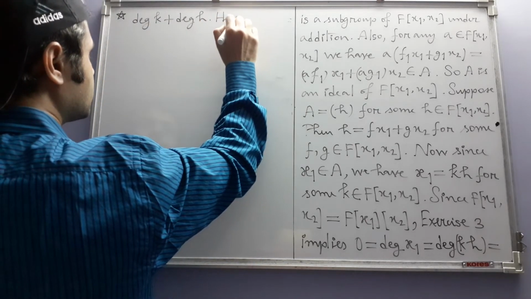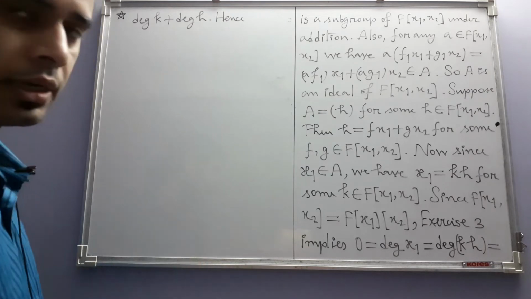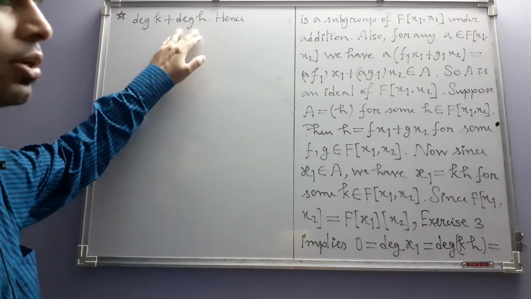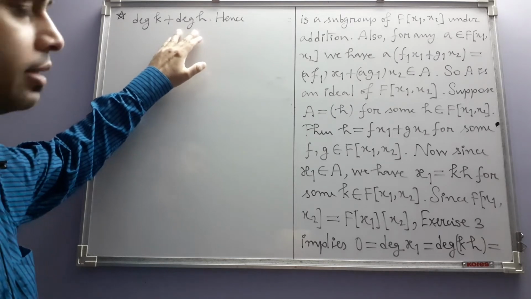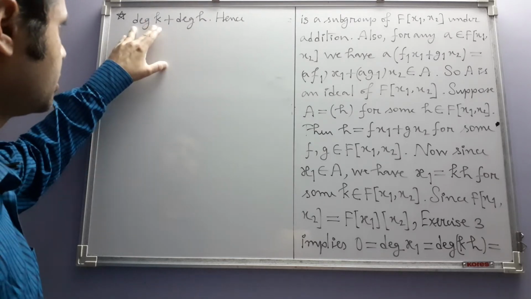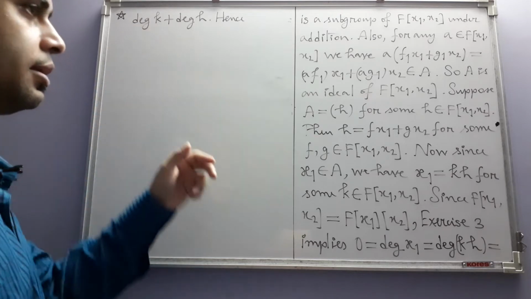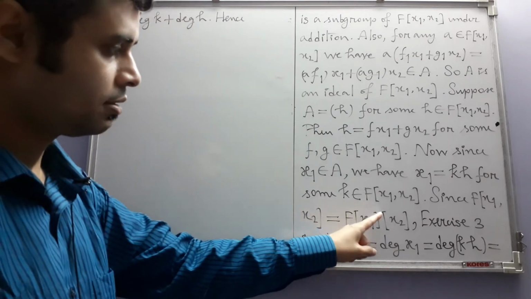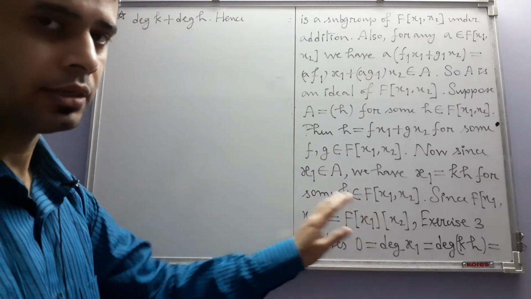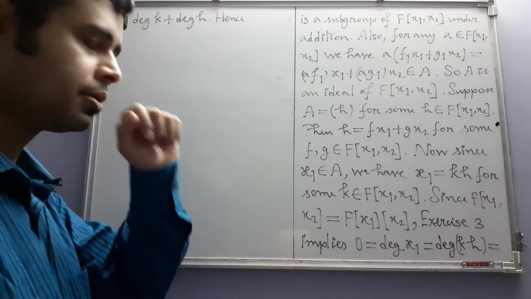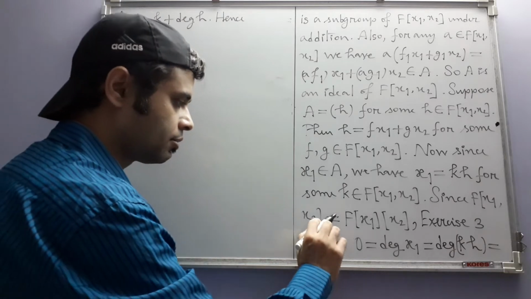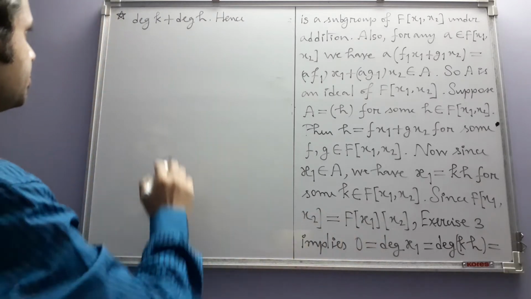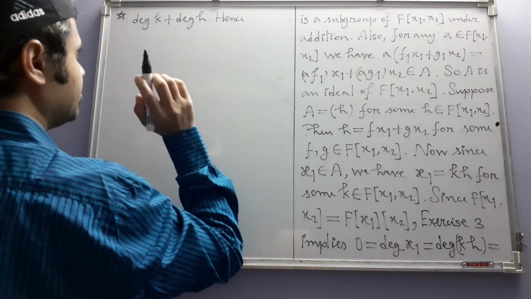Hence, the same interpretation also is applicable for degree of k and degree of h. This is the degree of k as a polynomial in x2 with coefficients which are polynomials in x1 over f, or simply with coefficients that are from f[x1]. Okay, so we have this.